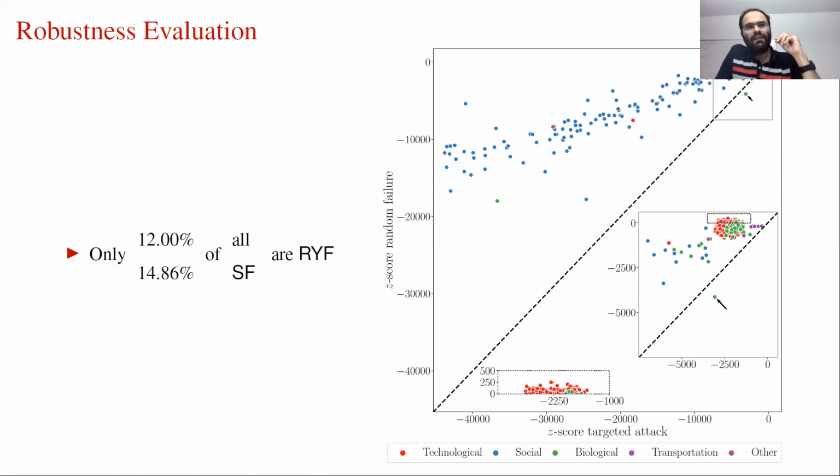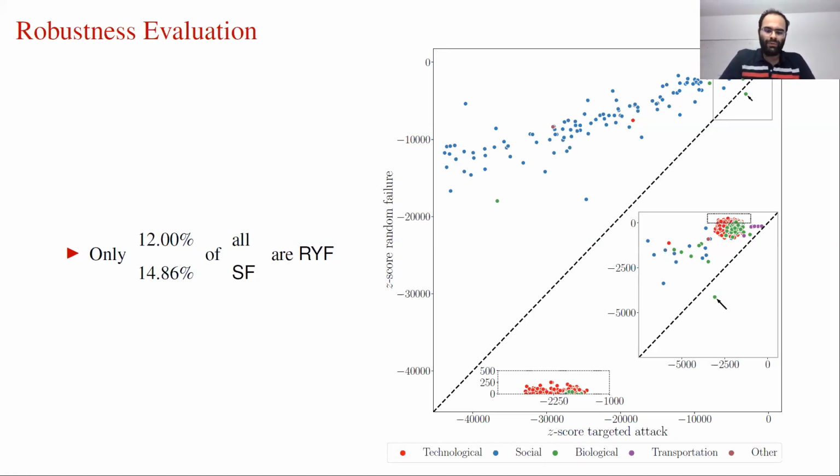If we want to specifically look at the robust yet fragile networks in this collection, those are depicted by these dotted black lines, the second inset. And we would see that only 12% of all the networks in our collection are robust yet fragile. And if we look at the technological category, which contains those networks in our collection that are best suited to be called scale-free, this percentage becomes 14.86, which is still a distinct minority.